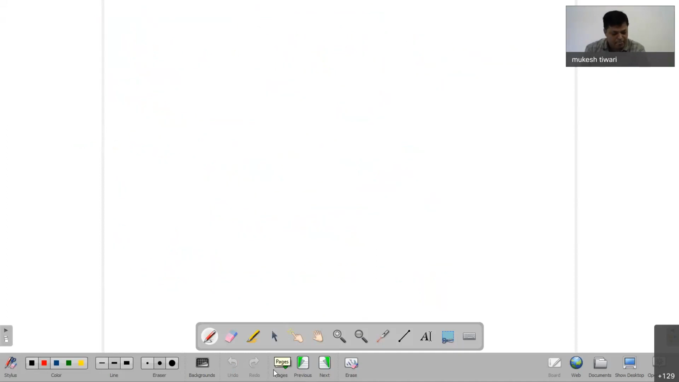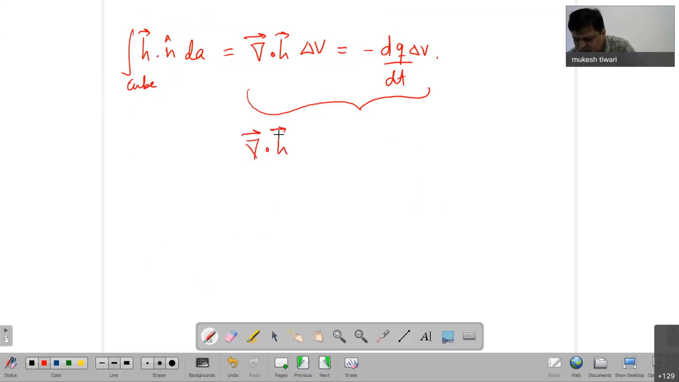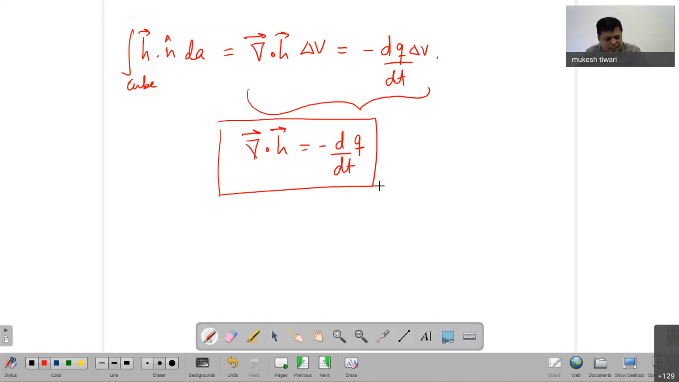So what I can do is, again, I had the flux, which is the surface integral. If you want, you can put a cube, because we have taken the cube. So through the cube, let's say. We said this is equal to the divergence, and this should be equal to dQ/dt times Q delta V. I can just compare these two and write the divergence of this vector field, which is heat, is the negative derivative with respect to time of the heat per unit volume within the surface, or that is contained.